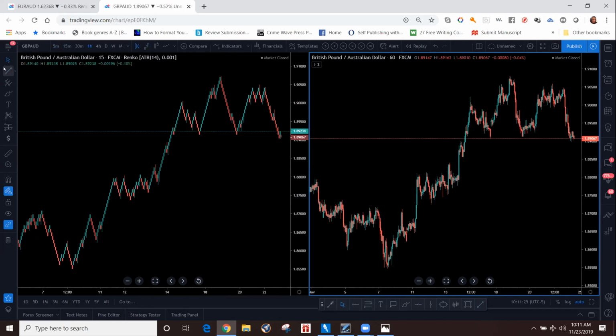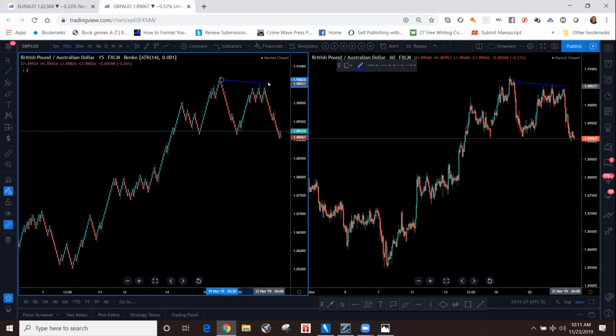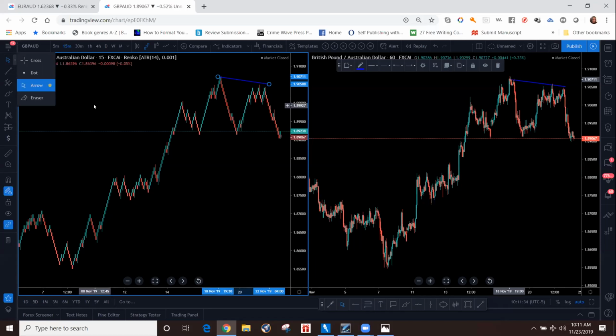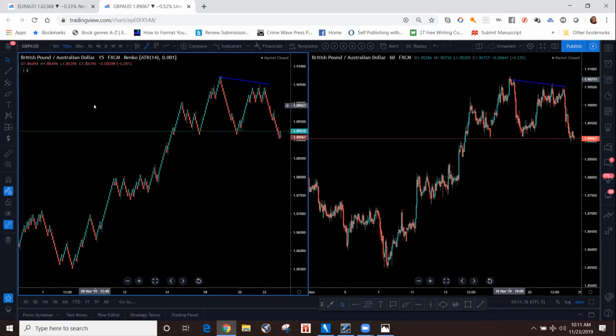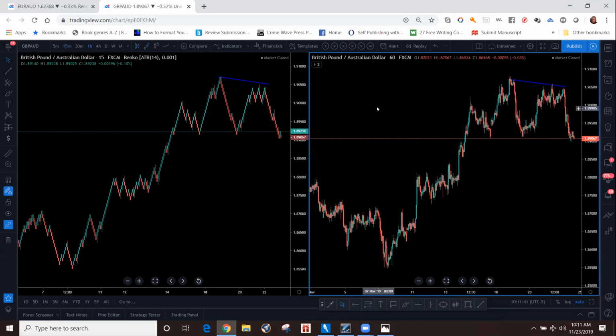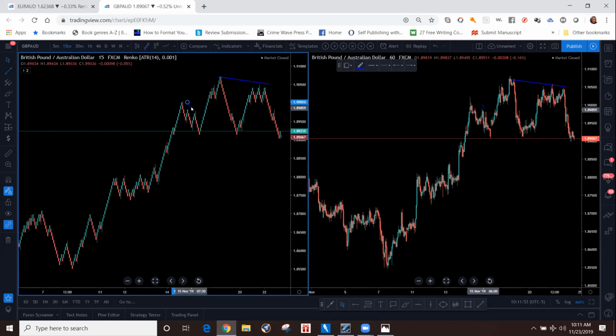Starting to make sense? Gigi, what did you say the 5-minute Renkos was? The 5-minute Renkos is your 15-minute candles. Your 15-minute Renkos is your 1-hour candles. Can you see? It's very plain to see. This is choppy and has a lot of noise. This is very clear, and it's easier.